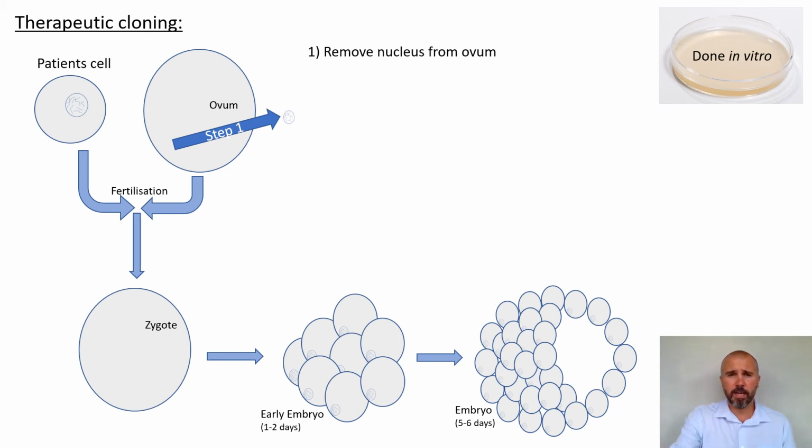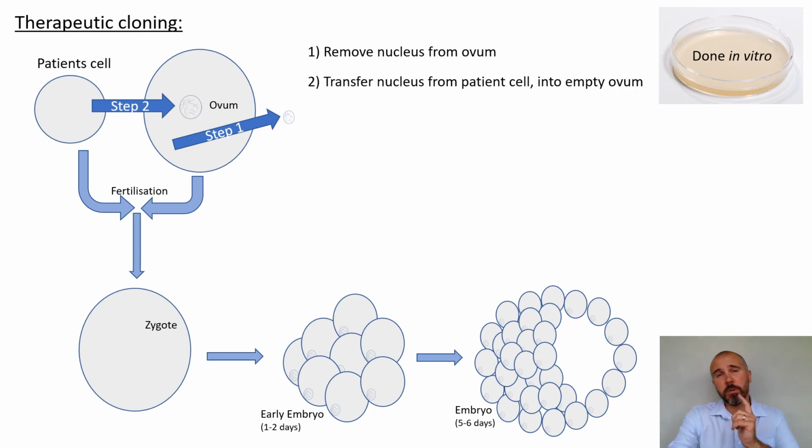So we get rid of that, that goes. Step two, now that I've got that empty ovum, I program it with my own DNA. So you take the nucleus out of my cell, or the patient's cell, and you transfer it into the ovum. So now that ovum has straight away got the 100% of DNA that it would have got if it was naturally fertilized by a sperm.